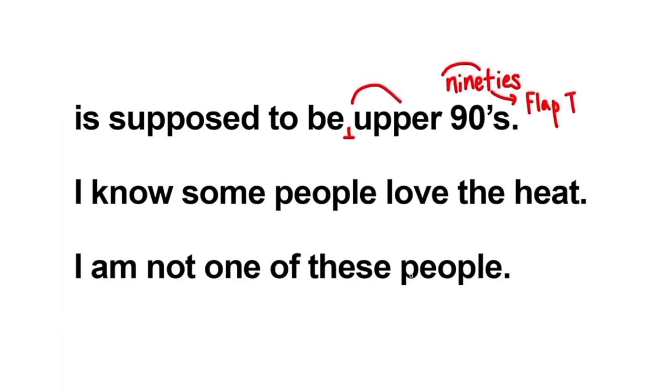Is supposed to be upper 90s. So we have is supposed to. Is ends in a Z. Supposed starts with an S. Now, here's a case where I am linking and I'm dropping the Z. S is an unvoiced consonant, and unvoiced consonants are considered to be strong. Voiced consonants like Z are weak. So when they link together, the strong consonant wins. So rather than saying is supposed and making a Z, then an S, it's just one single S sound. Is supposed to, is supposed to.